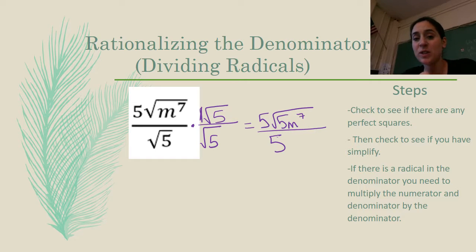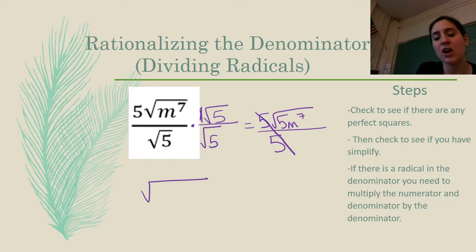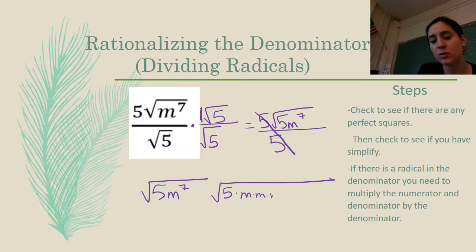Now I need to see if I can break apart and simplify it any further. Well, I can see right away 5 over 5 is technically just 1. That's going to cancel out, just leaving me with radical 5m to the 7th. I can also simplify m to the 7th. So I'm going to write that in expanded form, which is 5 times 7 m's. 1, 2, 3, 4, 5, 6, 7.